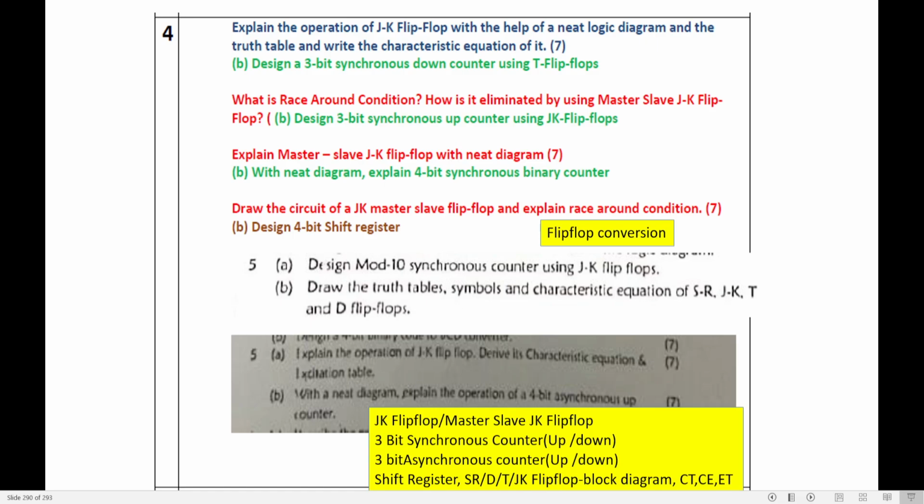So this is about Unit 4 for you students. Don't miss JK flip-flop, master slave JK flip-flop. Don't miss synchronous counter and asynchronous counter. Don't miss shift registers and don't miss characteristic table and excitation table of all the flip-flops. This is what you need to learn. This is required for flip-flop conversions.